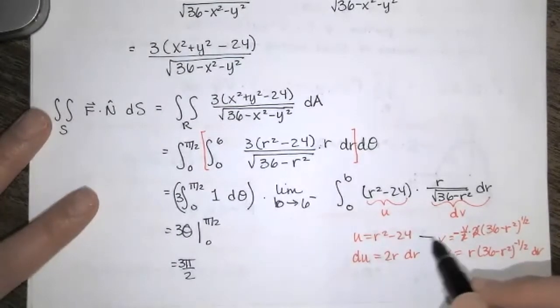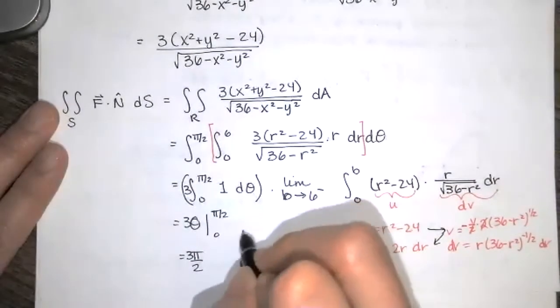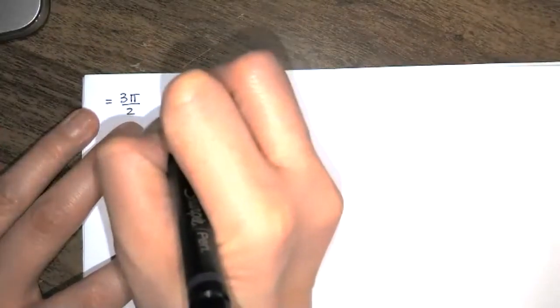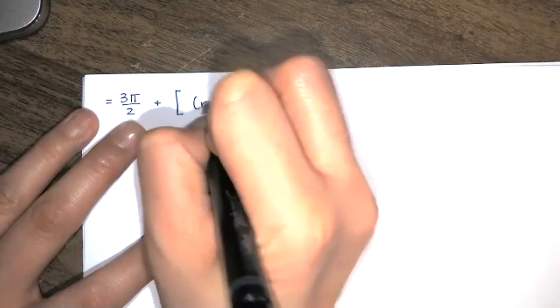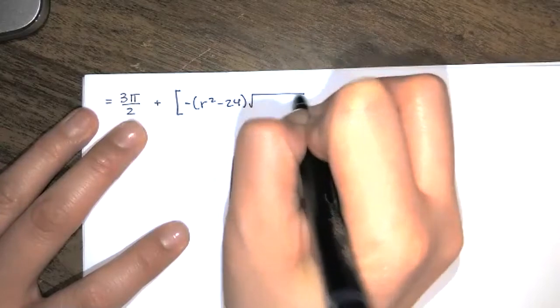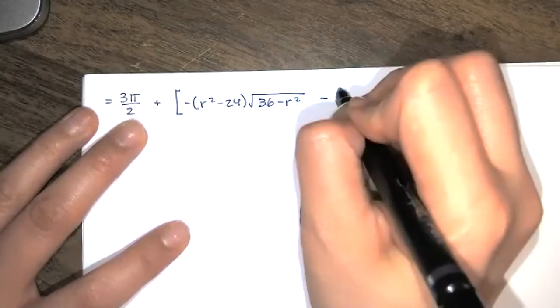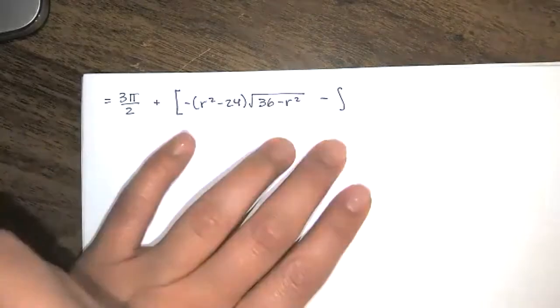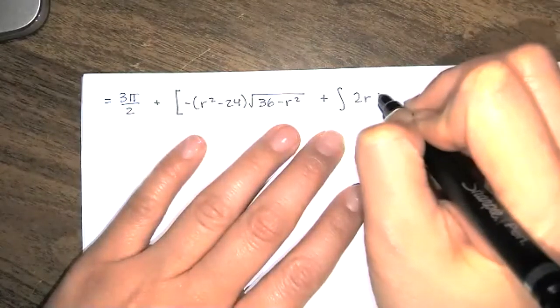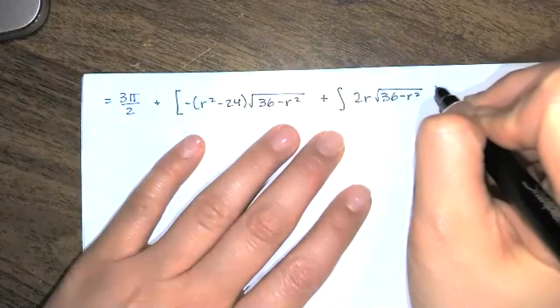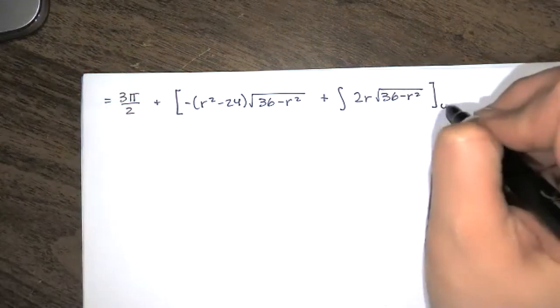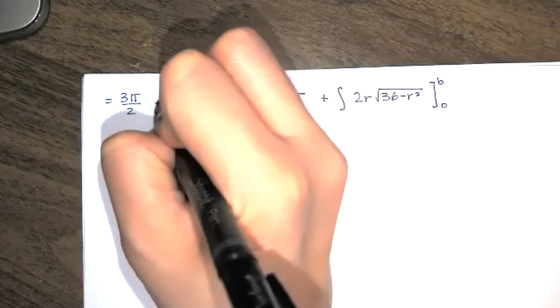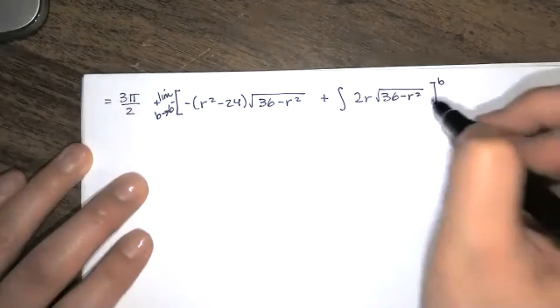We're using integration by parts. We do this times this minus that times that. And we're multiplying that result by this 3 pi over 2 over here. So we've got uv minus the integral of v du. So we're subtracting a negative, that's going to be adding. We're evaluating all of this from 0 to b and taking the limit as b approaches 6 from the left. Oops, there's a dr missing.